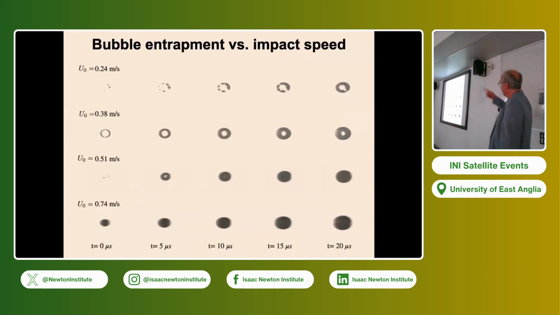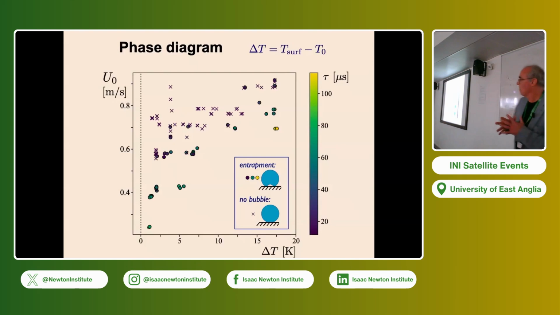If we now vary the impact speed, all at ambient temperature, so with a non-heated substrate, then we see that for a very low impact speed, we entrap a bubble. But if we increase the impact speed, then at around 0.5, a little bit higher, 0.5 meter per second, the bubble disappears and we don't have a droplet any longer. So we can put this all into a phase diagram.